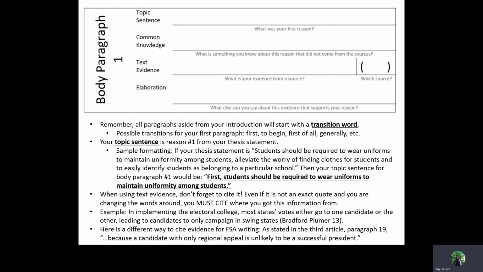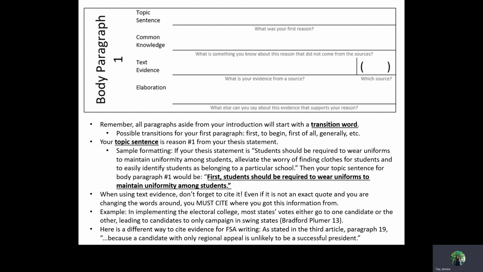Moving on to body paragraph number 1. So remember, all paragraphs aside from your introduction will start with a transition word. For your first body paragraph, you want to make sure your transition words make sense. So since it's your first body paragraph, you can begin with a transition word like first, to begin, first of all, generally, etc. Your topic sentence is the first reason you listed in your thesis statement.